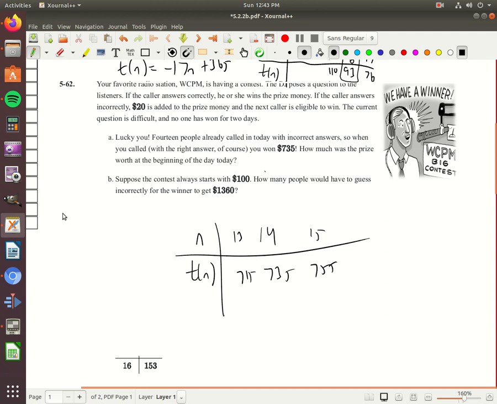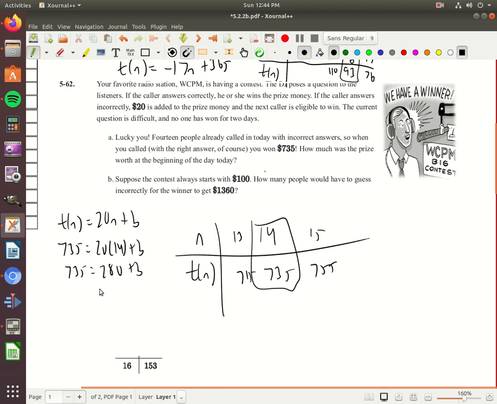So we're just going to use the equation t of n equals 20n plus b. And again, we'll take this data. This is 735, and we will get 735 equals 280 plus b. We'll subtract 280, and then b is going to equal 455, I think. So it started today at $455. That was the zero term.